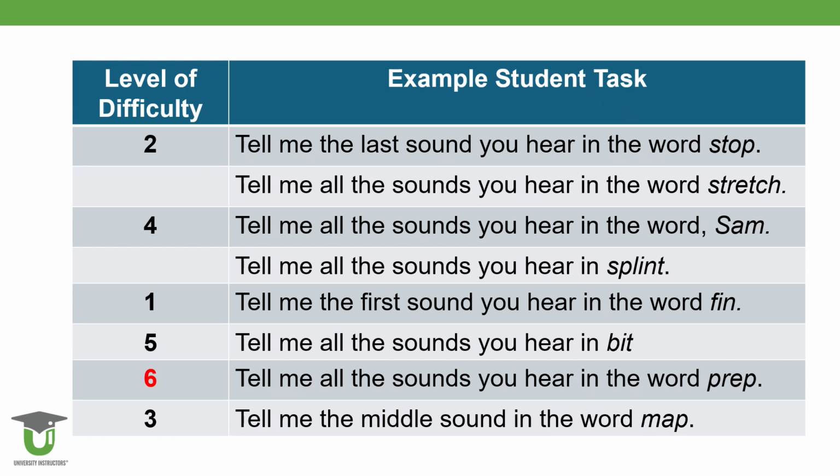In 6th place, with regard to level of difficulty, the word prep has 4 phonemes. So it's easier to segment than words with more phonemes, but harder than words with fewer phonemes. At number 7, the word stretch has 5 phonemes. So it's easier than words with more phonemes, but harder again than words with fewer phonemes. And finally, number 8, the word splint has 6 phonemes. So this word is harder to segment than the words that have fewer phonemes before it.